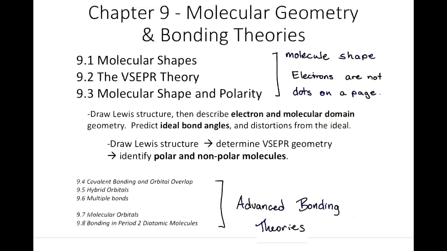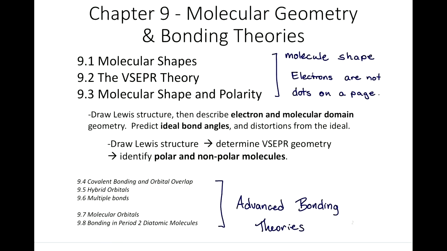Electrons are not dots on a page. They exist in 3 dimensions in real life. Just because we draw a molecule flat on paper doesn't mean it's flat. Right, so electrons are not dots on a page.